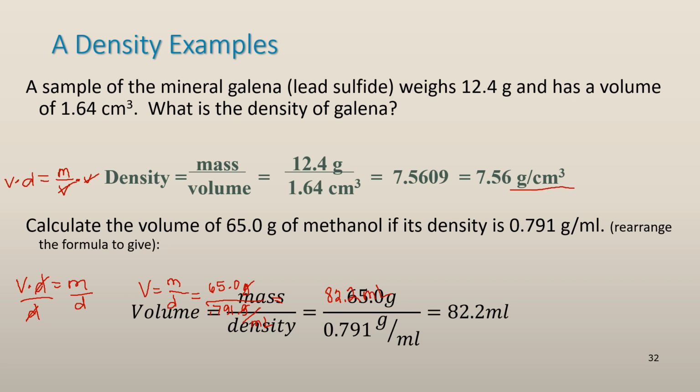So again, the grams will cancel, and I have 1 over milliliters. If I invert and multiply, I'll end up with milliliters. So that's density. You can rearrange this equation, so you can find volume, density, or mass if you know the other two.